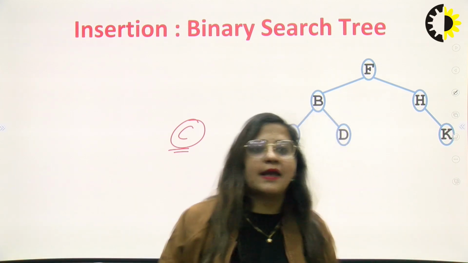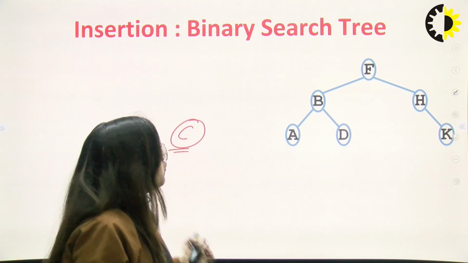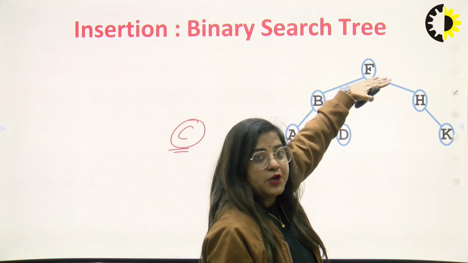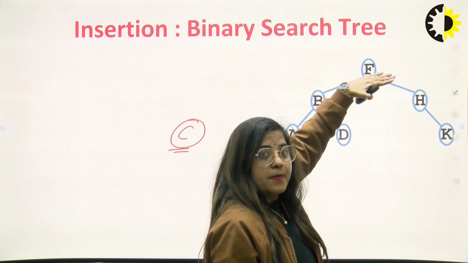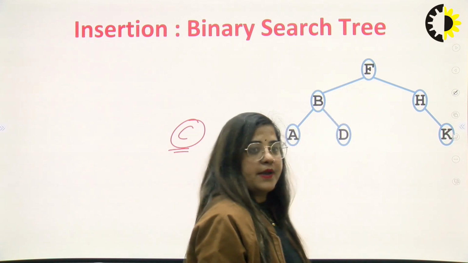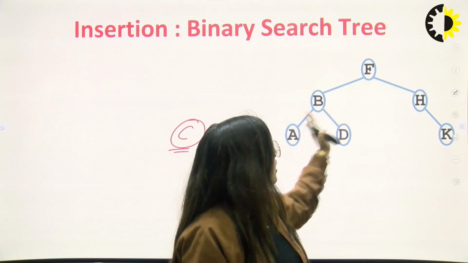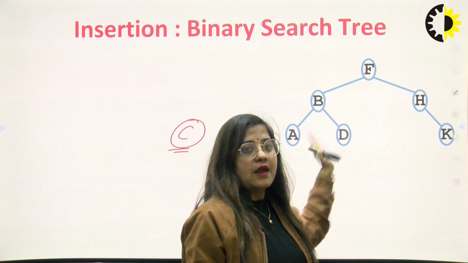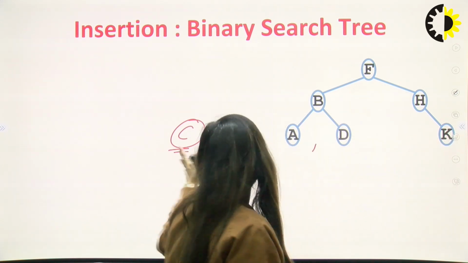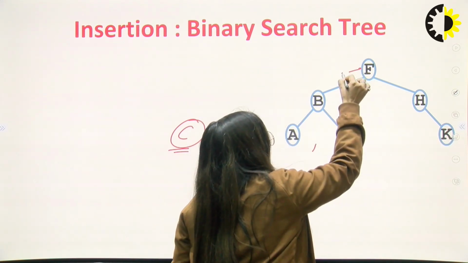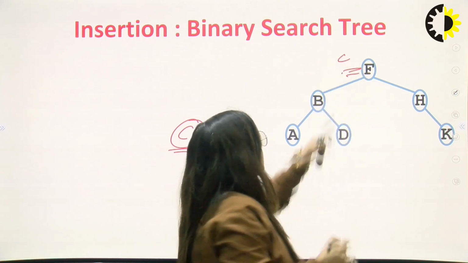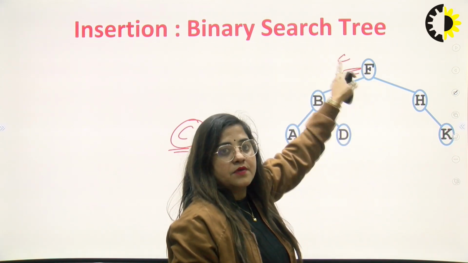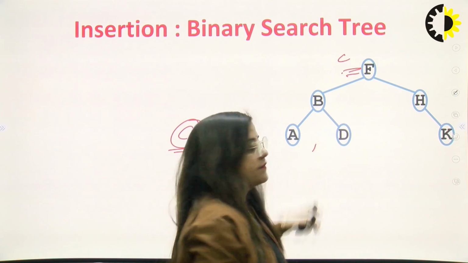Now comes to the second part for C. You want to check here again the parent node. This is called a parent node. The root node is compared with the new item, and check whether it will come to the left side or right side. Now check C. So first of all, C compared with F. C is less than F, it will come to the left subtree.